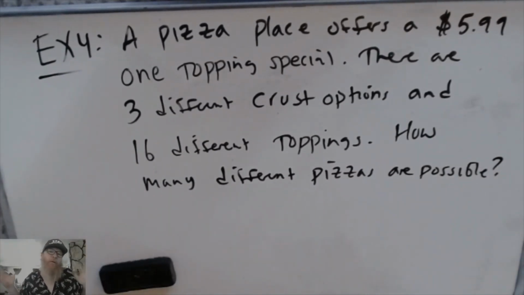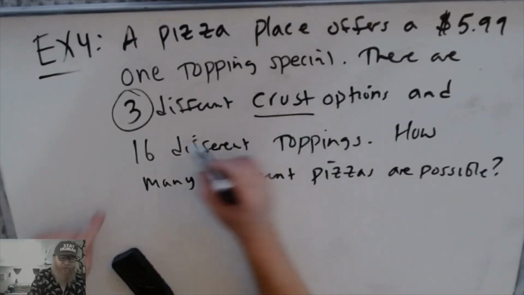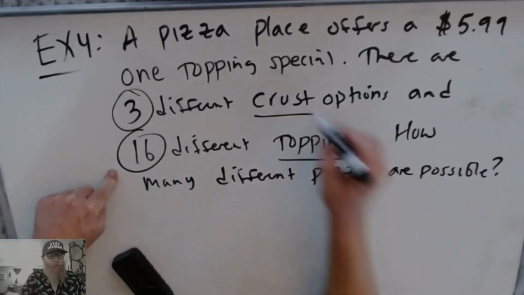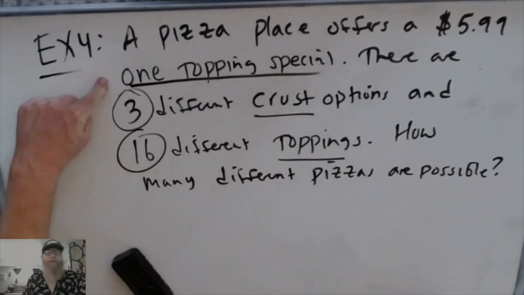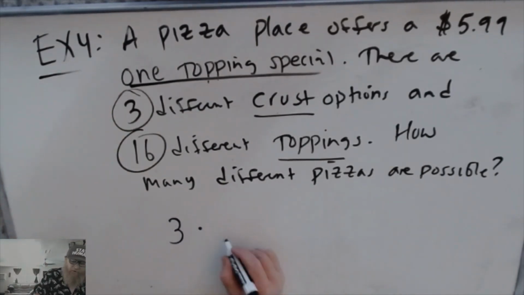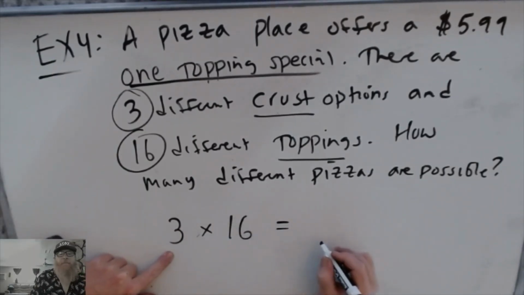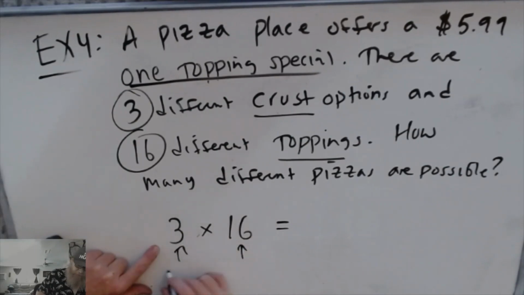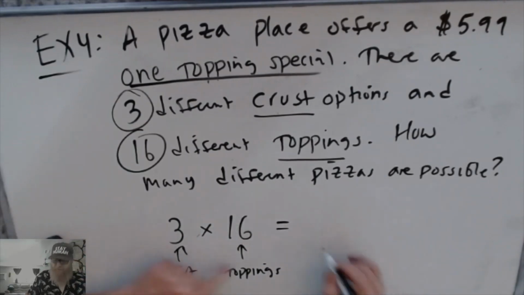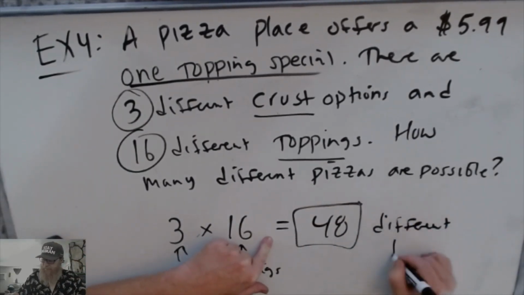So suppose you want to really impress your friends. You want to order 1 of each type of pizza. There are 3 different crusts, 16 different toppings. You only get to pick one topping. But you have 3 different crusts. So there are 3 different crusts multiplied by 16 different toppings. And so there are 48 different pizzas.